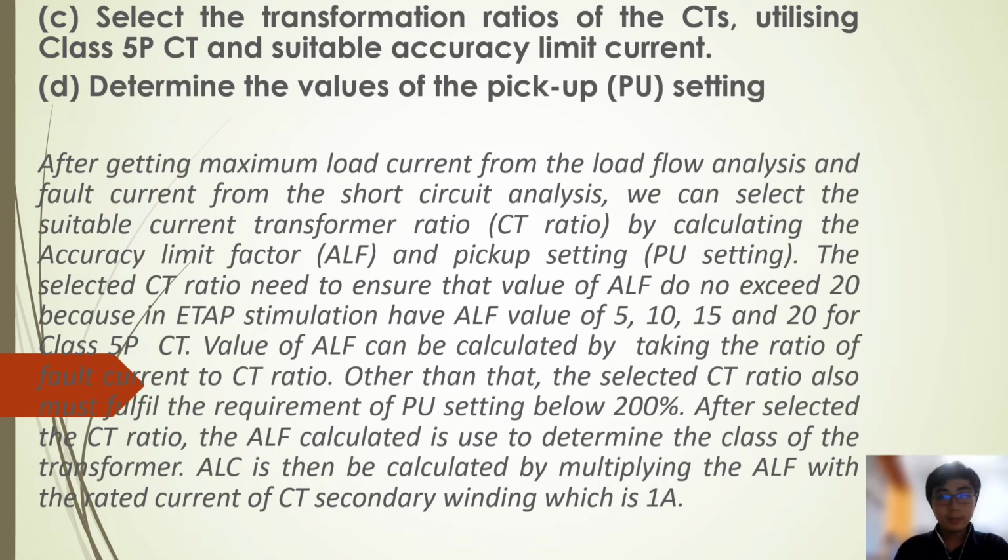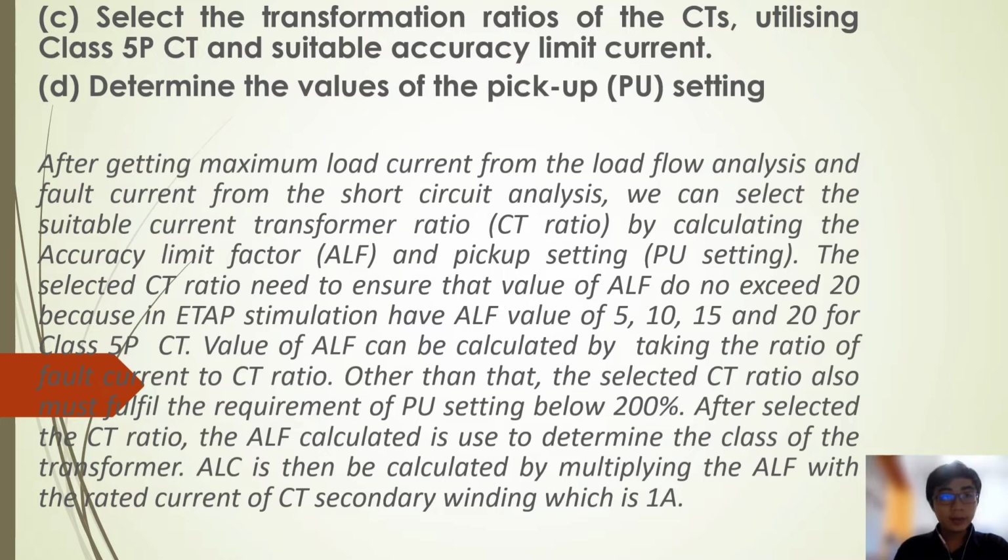Good afternoon, everyone. I'm Ko Jasong from Group 4, and I'm going to present Part C and Part D. For Part C, we need to select transformation ratios of the current transformers (CTs), utilizing class 5P CTs and a suitable accuracy limit current.